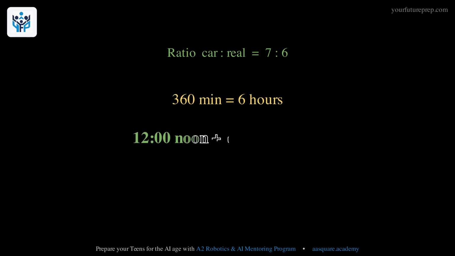360 minutes is 6 hours. Starting from 12 o'clock noon and adding 6 hours gives 6 o'clock. The actual time is 6 o'clock. The answer is 6 o'clock.